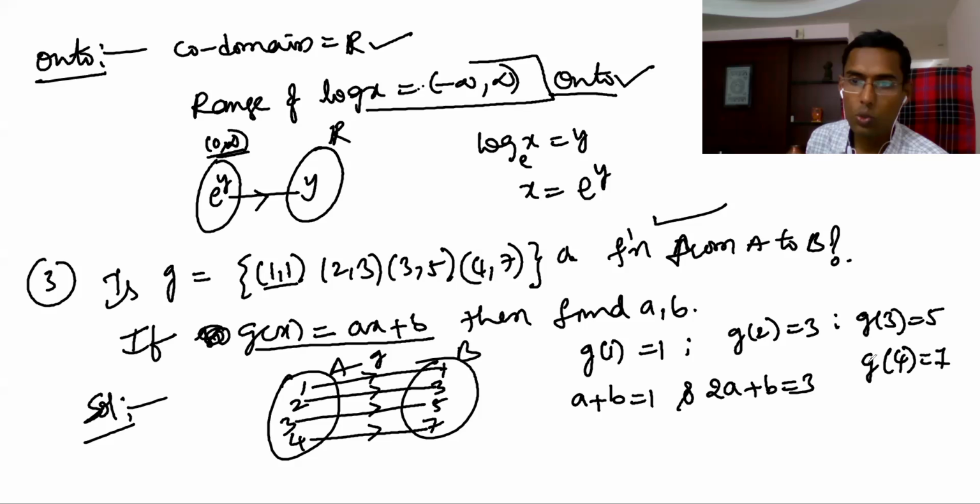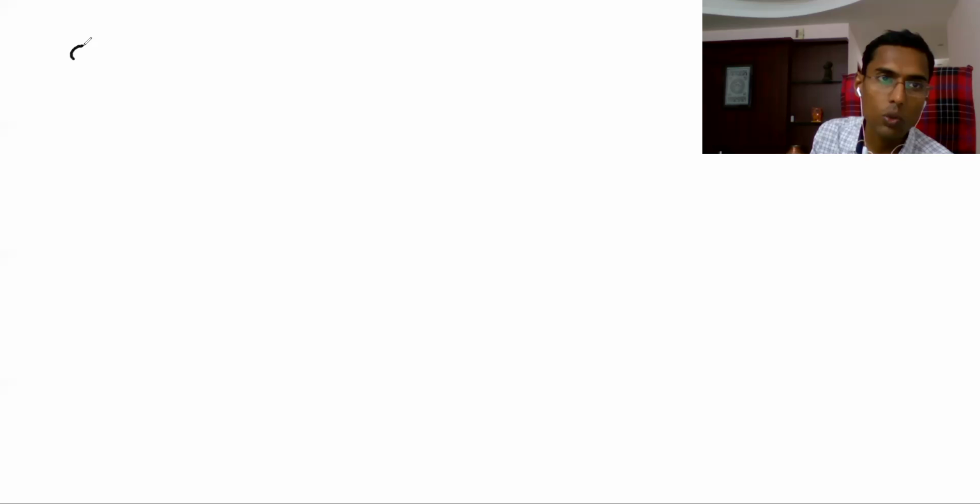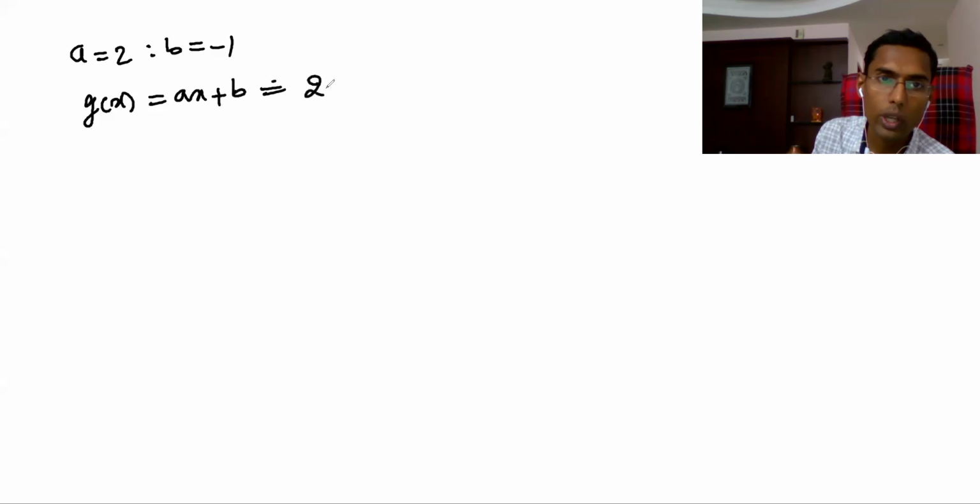If you solve these two equations only, you will get a and b. You subtract a plus b = 1 from 2a plus b = 3, and you get a = 2. If a = 2, then automatically b = minus 1. Okay, a = 2, b = minus 1. Then g(x) = ax plus b equals 2x minus 1.